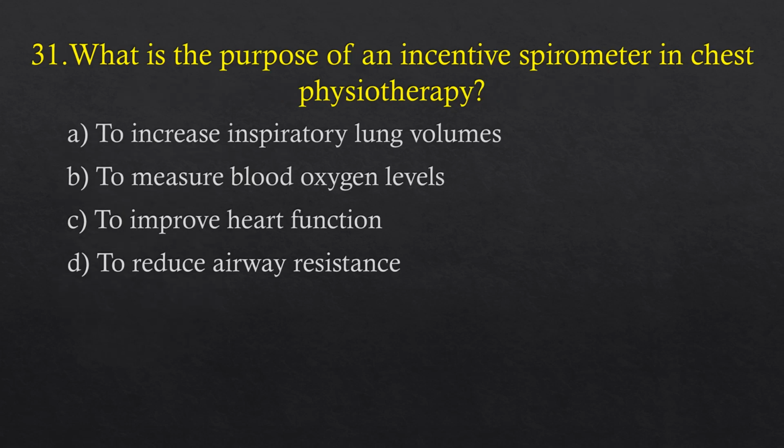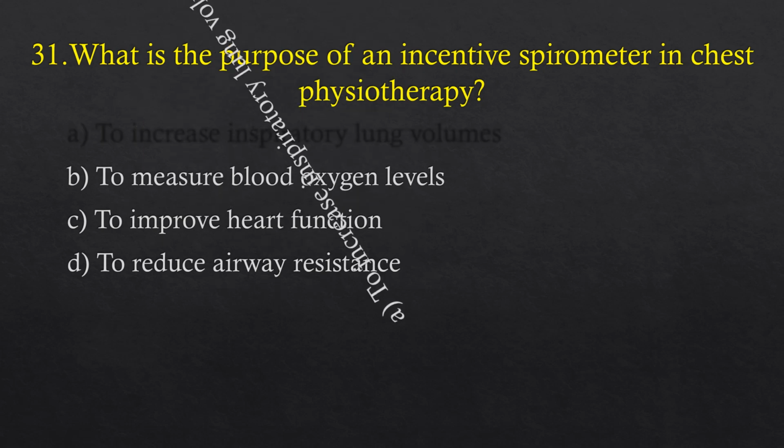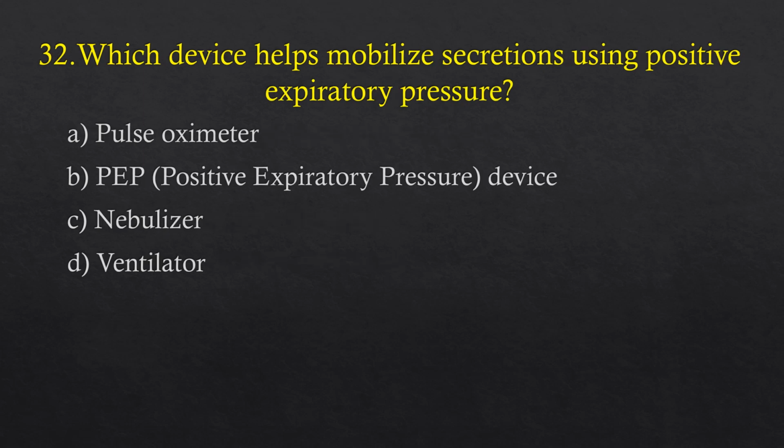Number 31. What is the purpose of an incentive spirometer in chest physiotherapy? A. To increase inspiratory lung volumes. B. To measure the blood oxygen level. C. To improve the heart function. D. To reduce the airway resistance. So here the answer is to increase the inspiratory lung volumes. 32. Which device helps to mobilize the secretions using the positive expiratory pressure? A. Pulse oximeter. B. PEP device, that means positive expiratory pressure device. C. Nebulizer. D. Ventilator. So here the answer is PEP, that means positive expiratory pressure device.